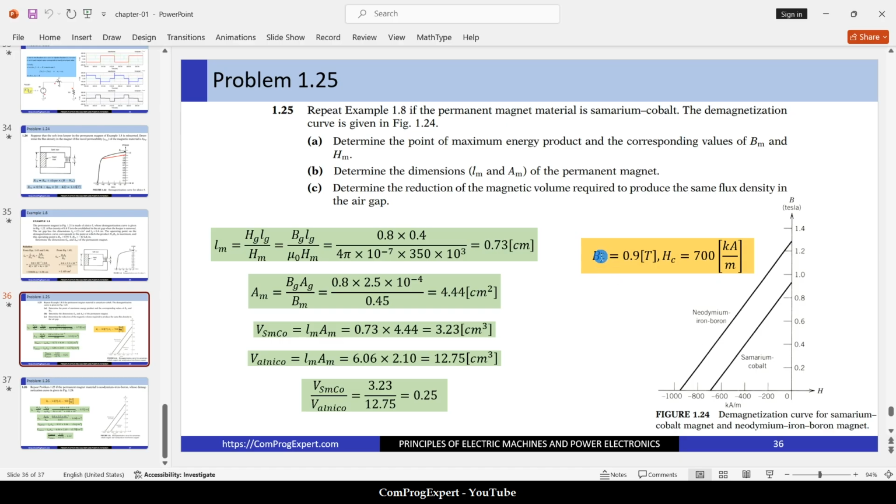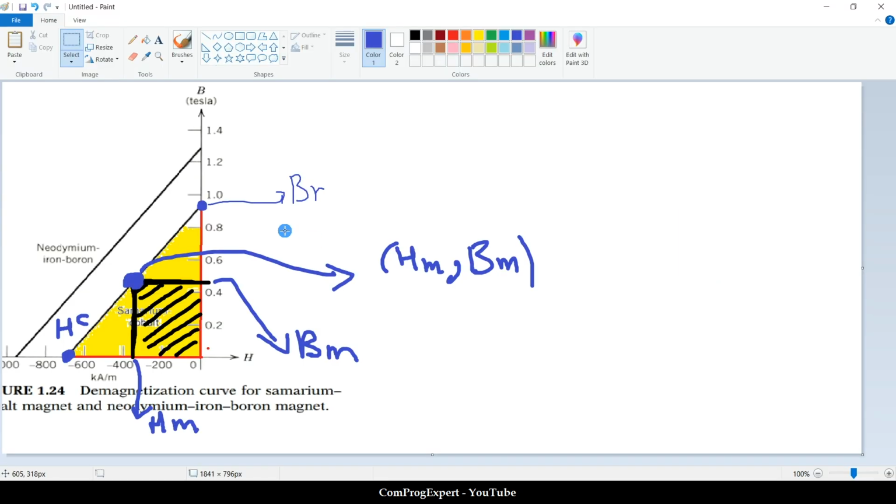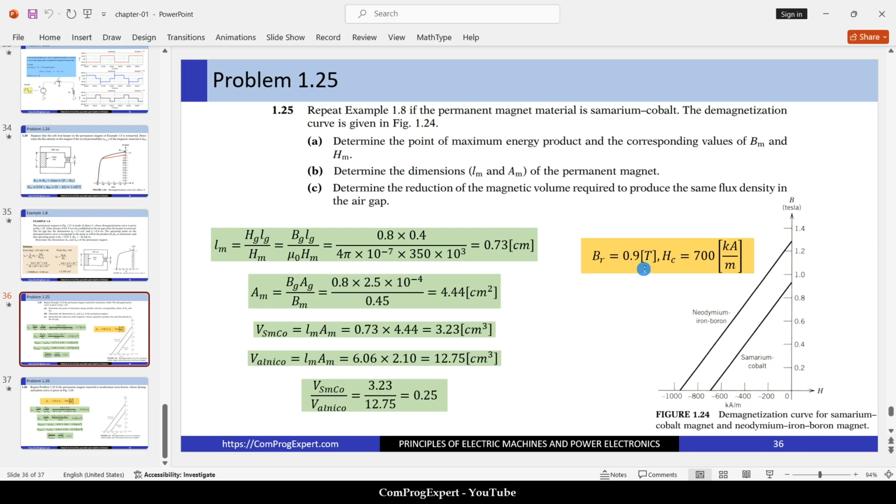The remanence flux density Br is equal to 0.9 Tesla. Here, I considered a number between 0.8 and 1, close to 0.9, this point. And also, what is the value of Hc? I considered it equal to negative 700 kiloampere per meter. Yes, this number. So this is the value of the Hc, the absolute value.